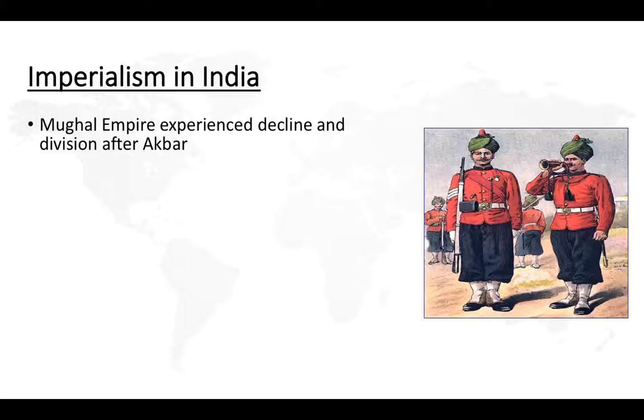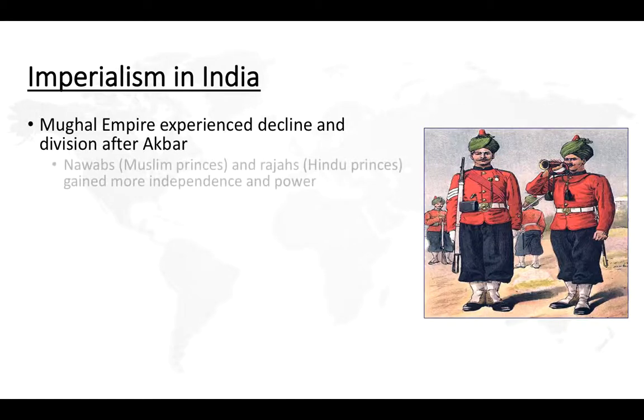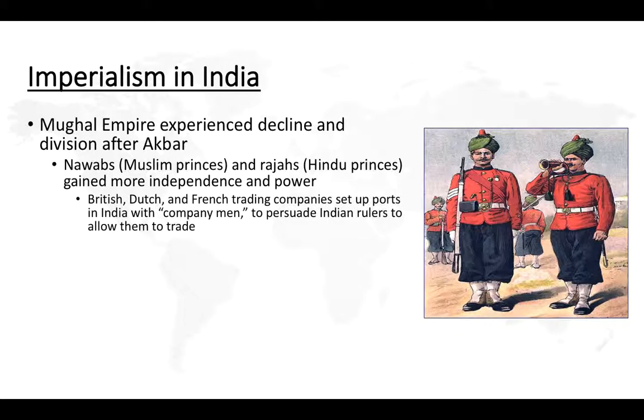So when we're looking at India, we have to also focus still on the Mughal Empire, which is really going to experience decline after Akbar falls, where there's two groups that are going to start controlling and gaining a bit more power in India. The Nawabs, which are Muslim princes more in the north, and Rajas, which are Hindu princes. So we're going to see certain members of nobility gaining a little bit more independence and power in India.